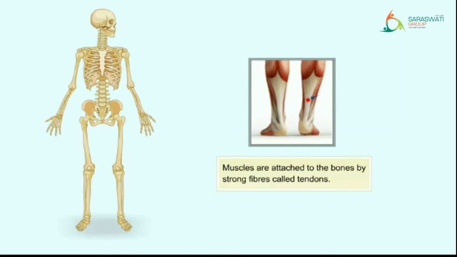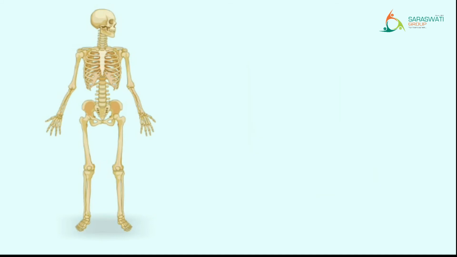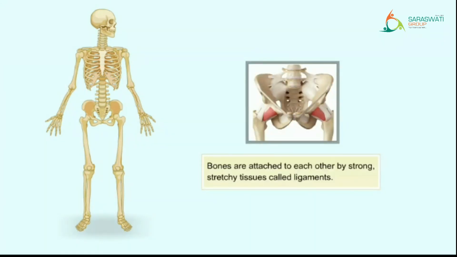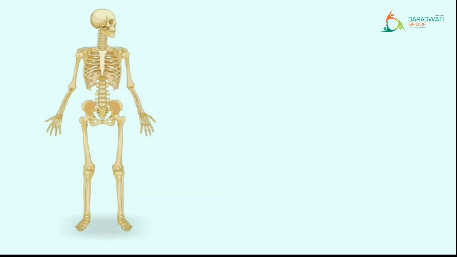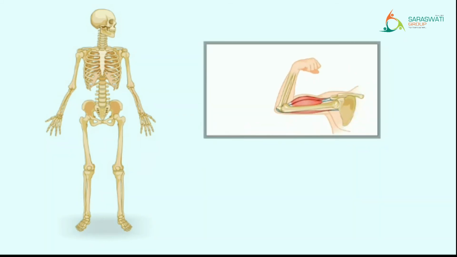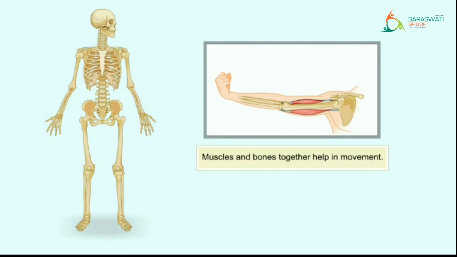Muscles are attached to the bones by strong fibers called tendons. Bones are attached to each other by strong stretchy tissues called ligaments. When we move our lower arm up, we will feel the muscle in the upper arm contracting and becoming rigid as it has to pull the arm up. When you lower your arm, the muscle at the back of the arm contracts, bringing it down. So muscles and bones together help in movement.